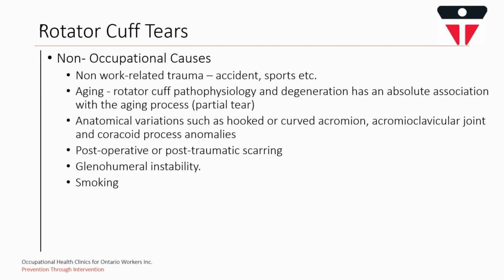Non-occupational risk factors: accidents, sports injuries, aging. Again, the rotator cuff pathophysiology and degeneration has an absolute association with the aging process, such as a partial tear. Anatomical variations, such as a hooked or curved acromion, acromioclavicular joint, and coracoid process anomalies, postoperative or post-traumatic scarring, glenohumeral instability, and also smoking.